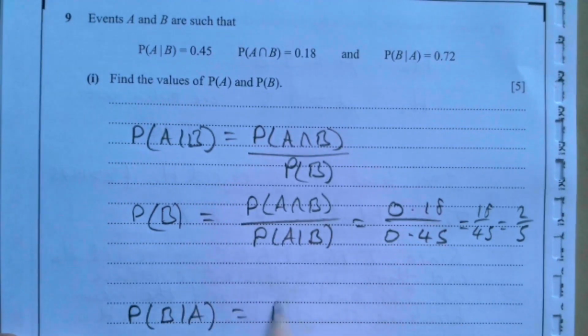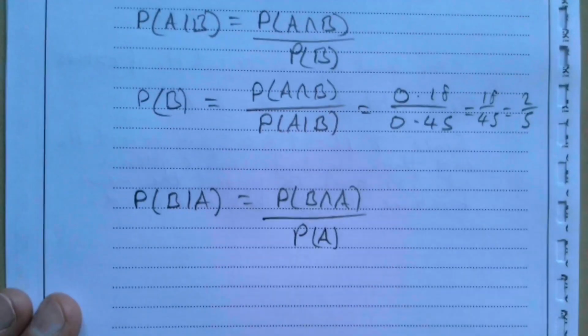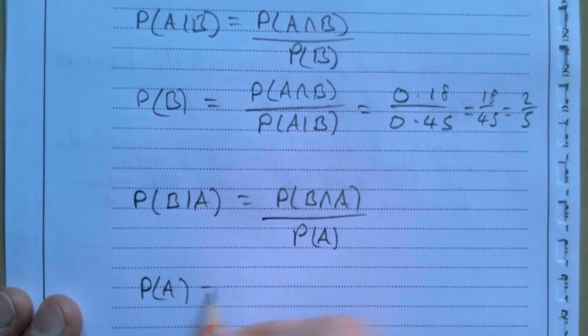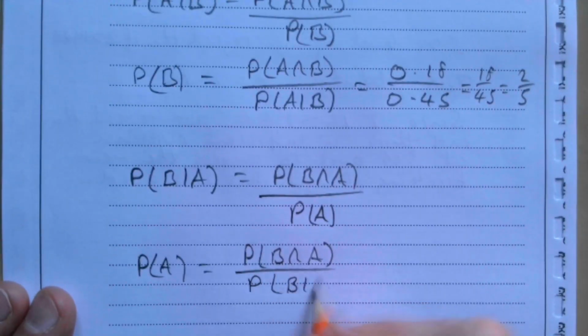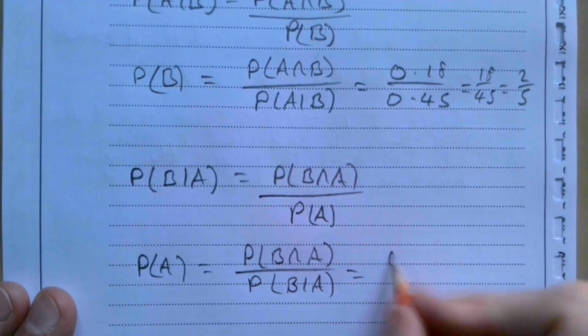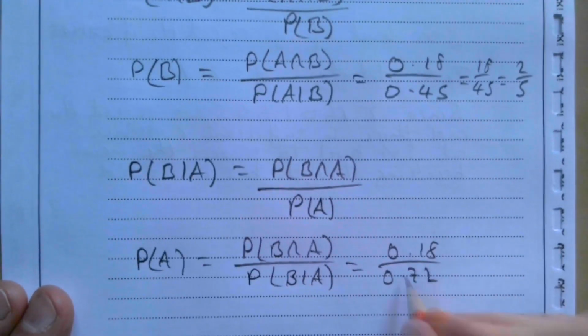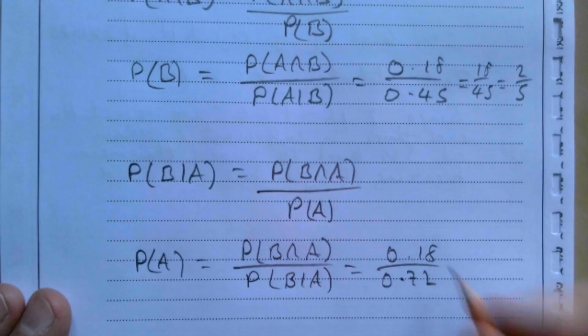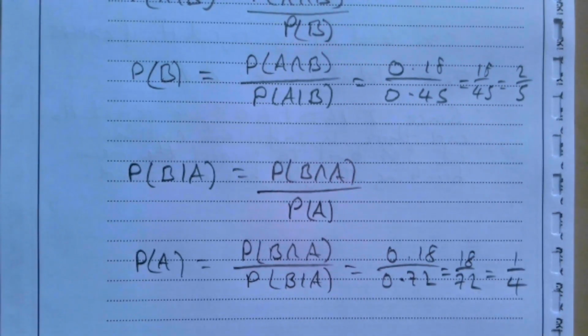Very similar then for the second one, the probability, I'll slide this sheet up a wee second, of B given A is the probability of B and A all over the probability of A. Calculating the probability of A then is the probability of B and A all over the probability of B given A. So again it's 0.18 here, and then we have 0.72 here. Again, that information is just up above. That's 18 over 72, and that gives us then 1/4.